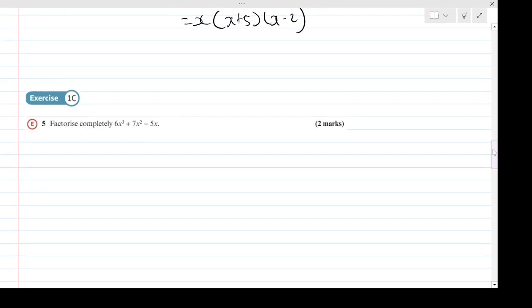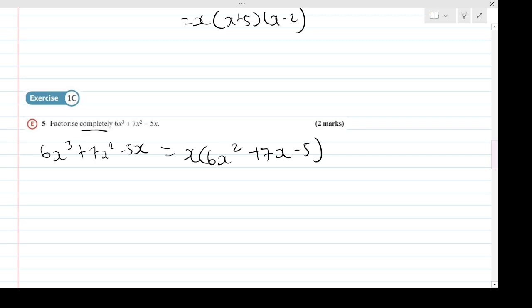The sort of question you might be asked to deal with involving these algebraic skills. Let's have a look at this first. Factorize completely: 6x cubed plus 7x squared minus 5x. Again, factorize. What can we already factor out? x, and then 6x squared plus 7x minus 5. Okay, then it says completely, so I need to factorize this even more.